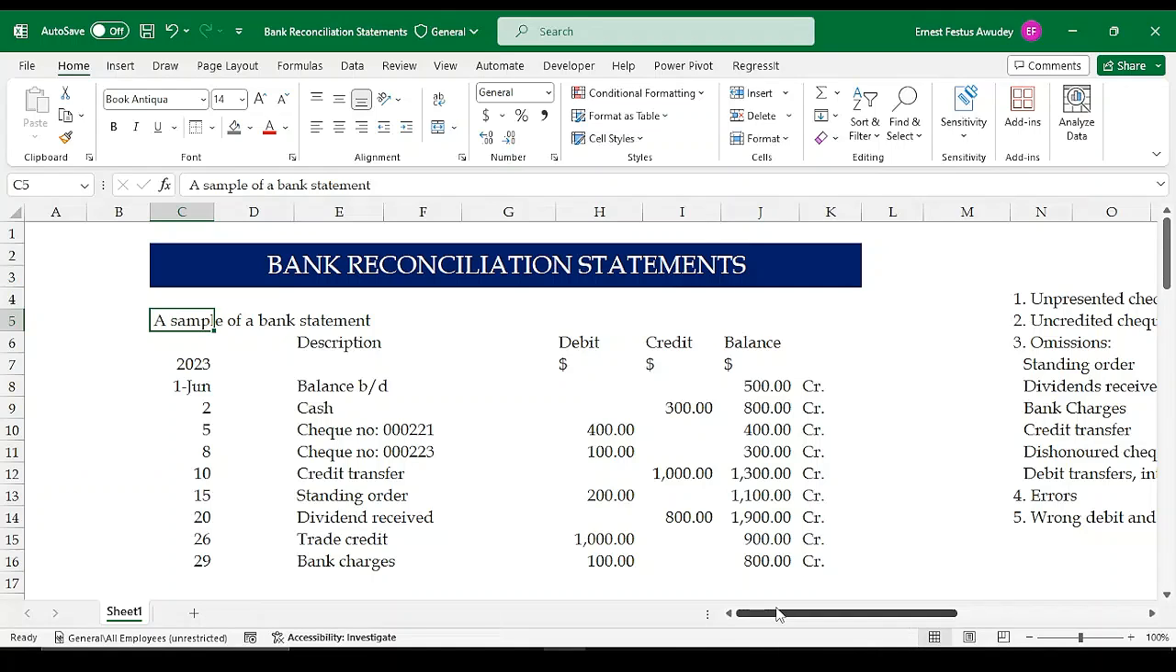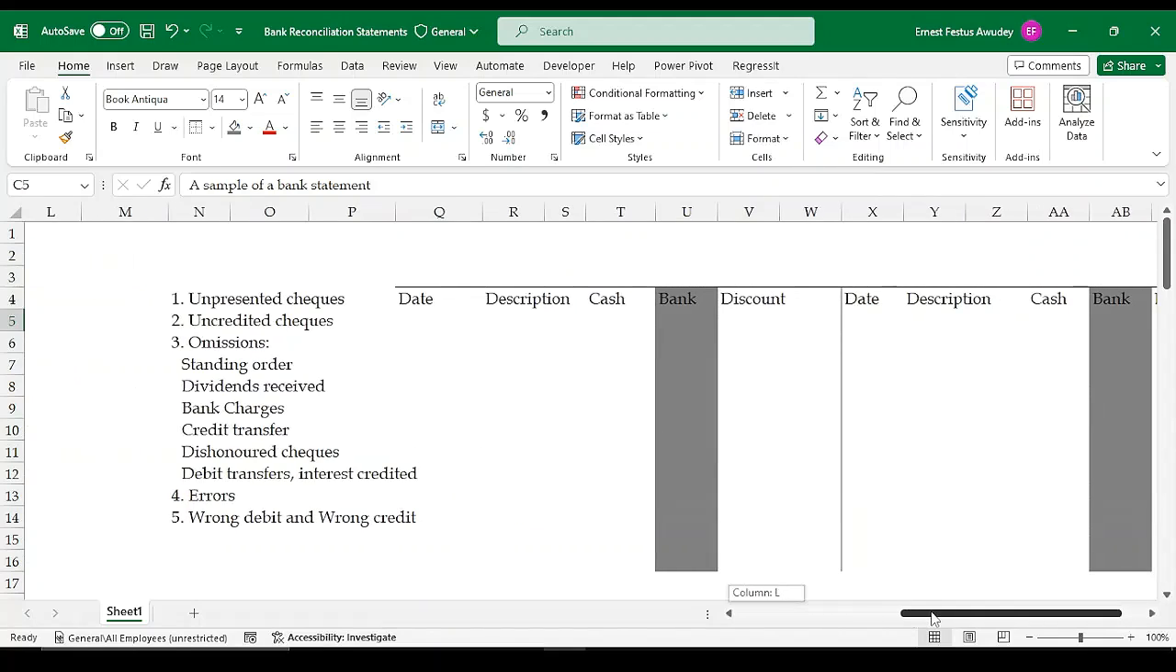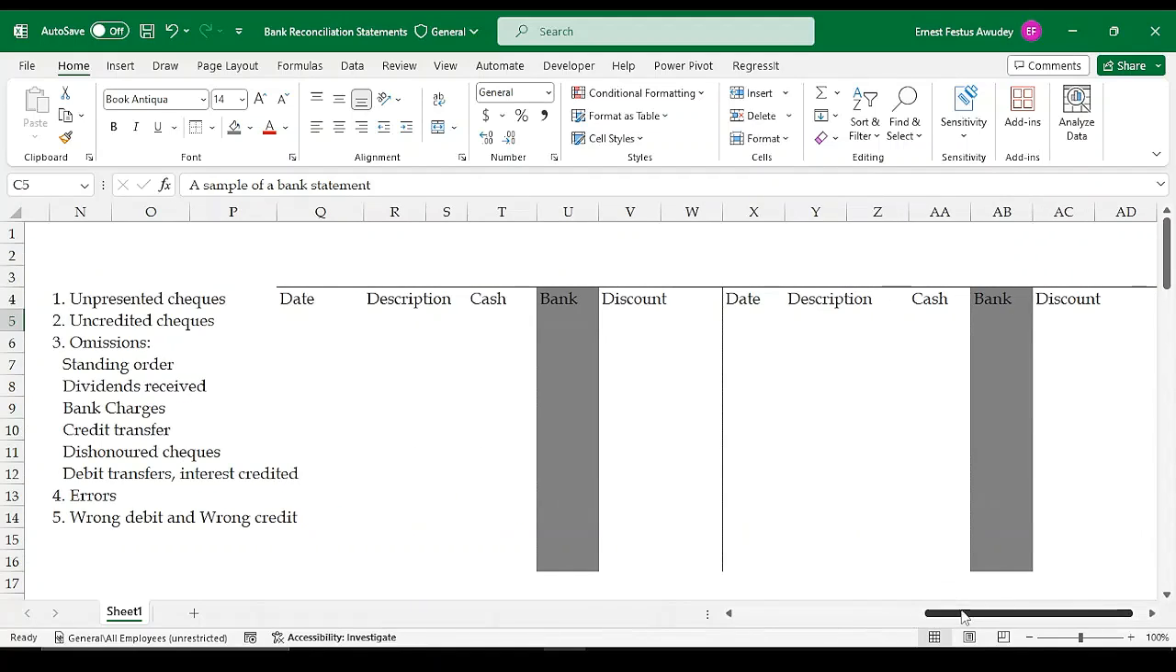Now let me show you what the cash book looks like. This is a typical format of the cash book. You have a date column, a description, and usually a ledger folio. You might also have a transaction ID column, something like that, but those are not really important to our discussion, so I've left those out. So we have cash, bank, discounts. This is a typical format of a 3-column cash book. The 3-column cash book has a discount column as well.